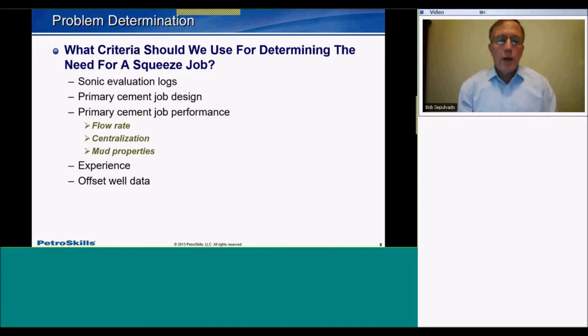The job itself, the primary job: did we lose circulation during the job? Did we have gas flow, gas intake? Did we have pressure spikes indicating maybe plugging was going on in the annulus? And the mud properties themselves, all that is critical in looking at the post-job analysis.